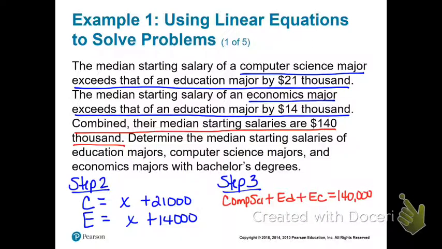Well, what do we know about computer science? We said it was x plus 21,000. Plus the education, we said was just x. Plus the economics, we said was x plus 14,000. And this all is going to equal the 140,000. So there's our equation for step 3.